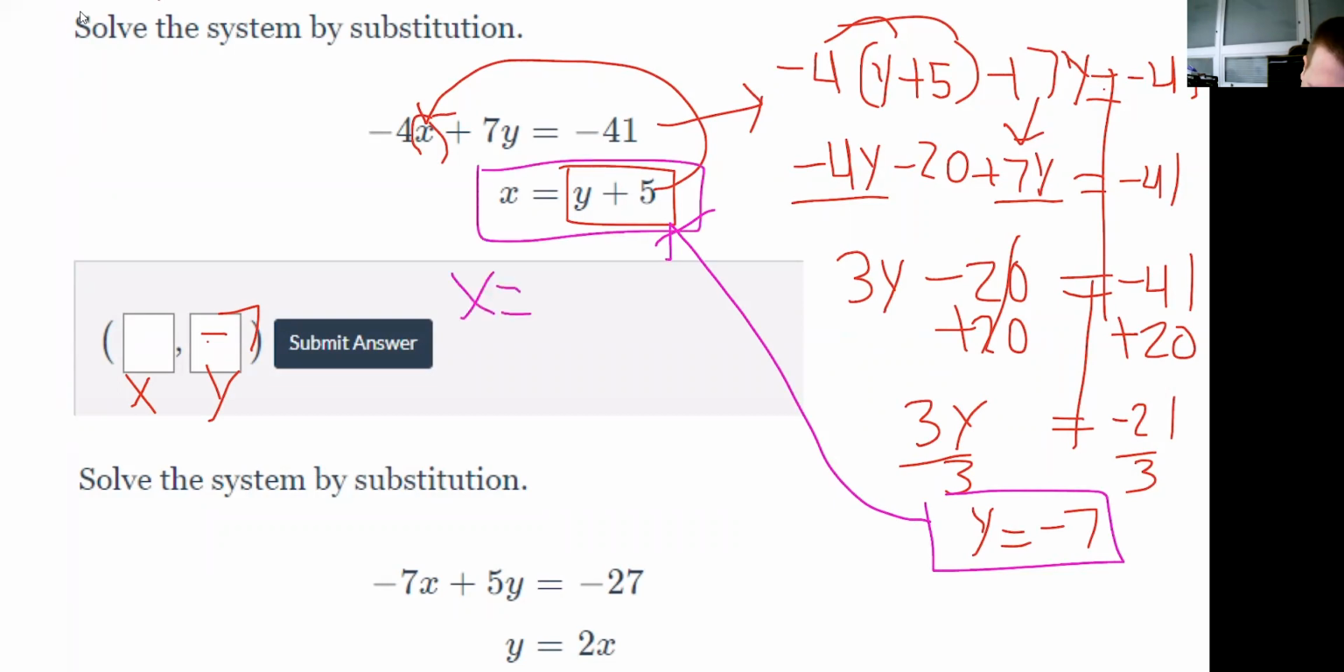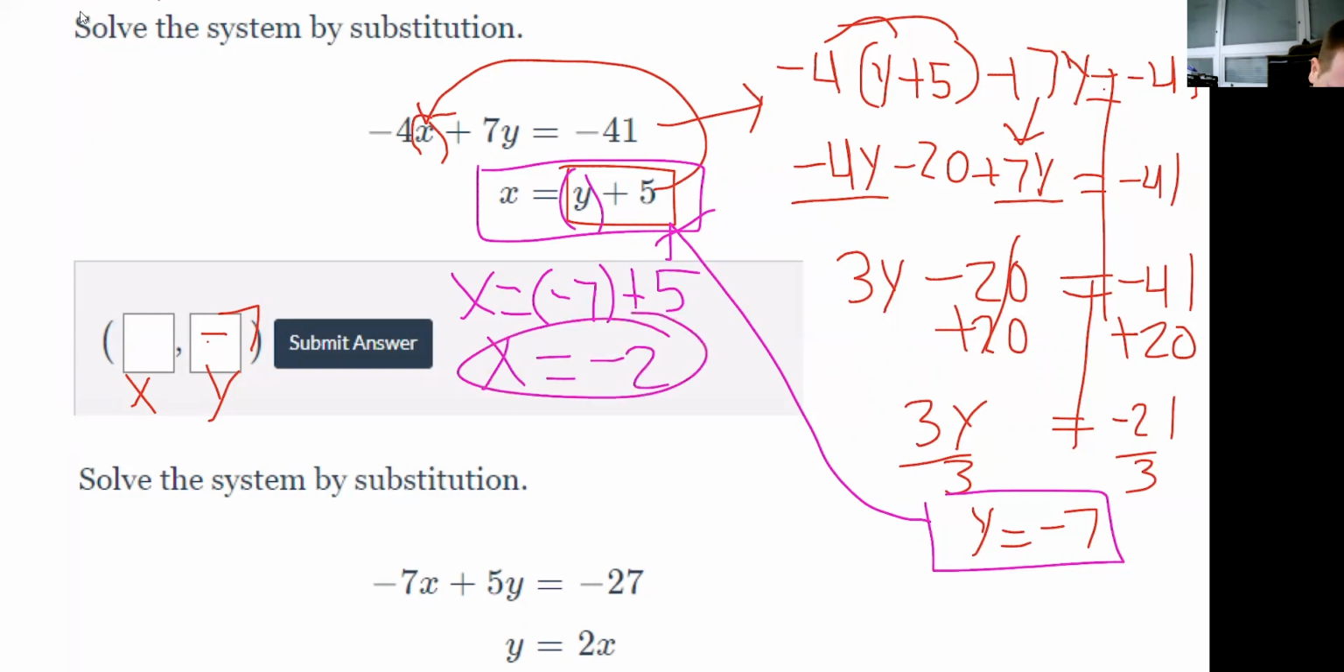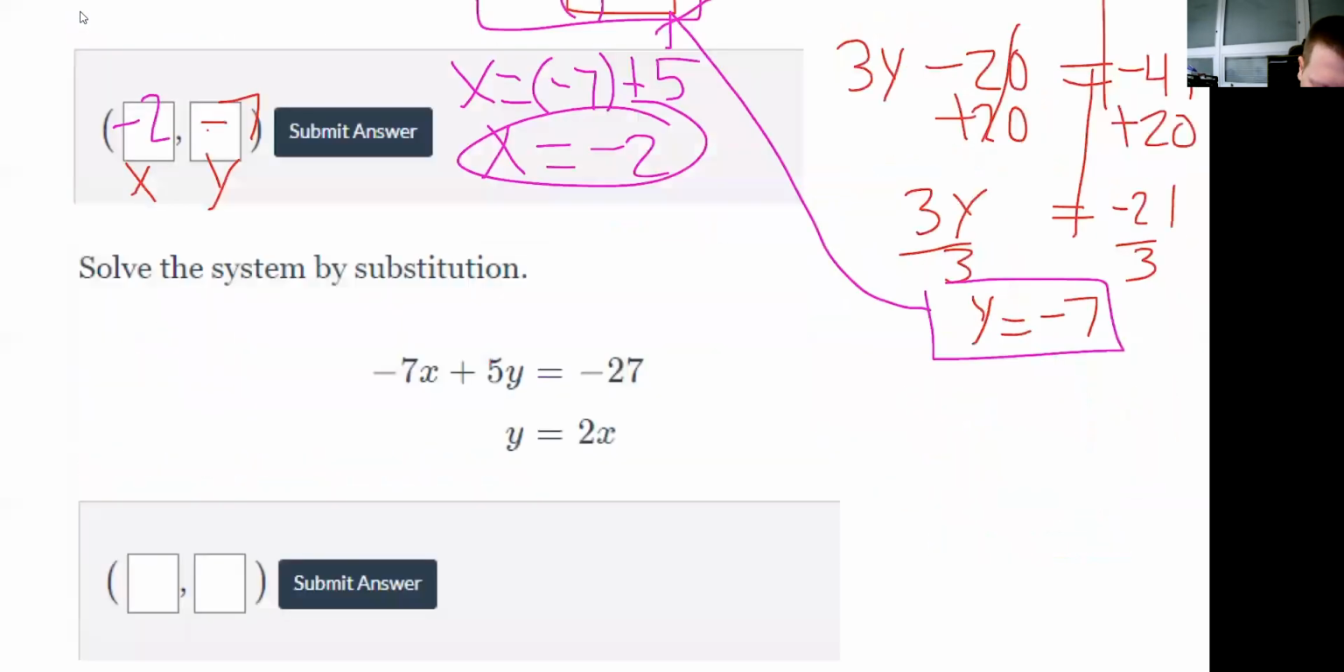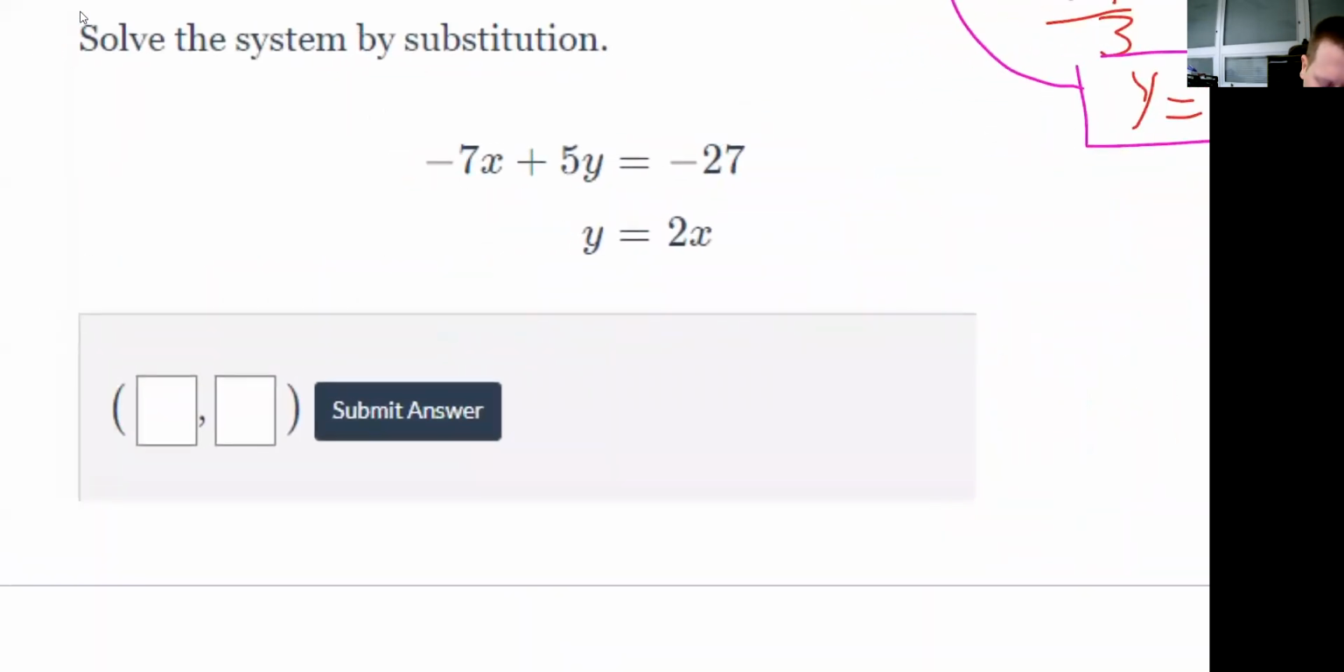So you would just have x equals and then just replace the y. So you'd have negative 7 plus 5. If you put this in your calculator, negative 7 plus 5 would be negative 2. And that would be your first answer. So once you get one of your answers, you plug it back into either of the original equations to get the second variable. Let's look at one more.